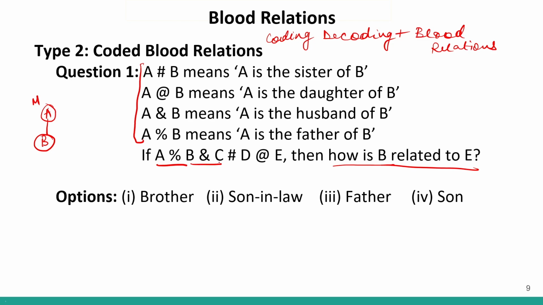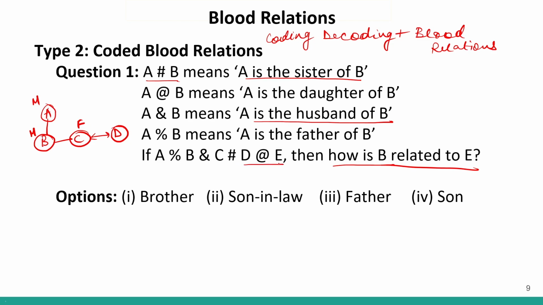Moving forward, B and C means B is the husband of C. So B and C will be spouse. B is the husband, so B will be male. C will be female because B is the husband of C. This much is clear. Now, C hashtag D means C is the sister of D. D's gender is unknown, so D can be male or female. C is the sister, so C will be female.